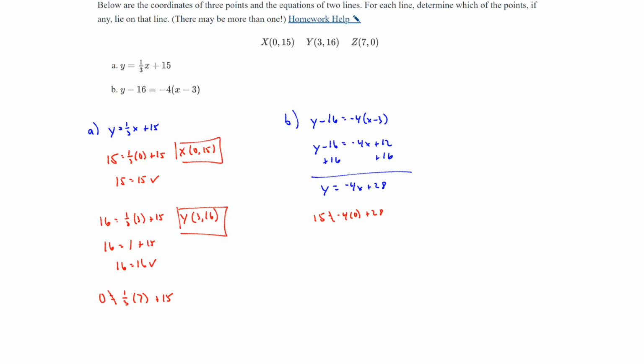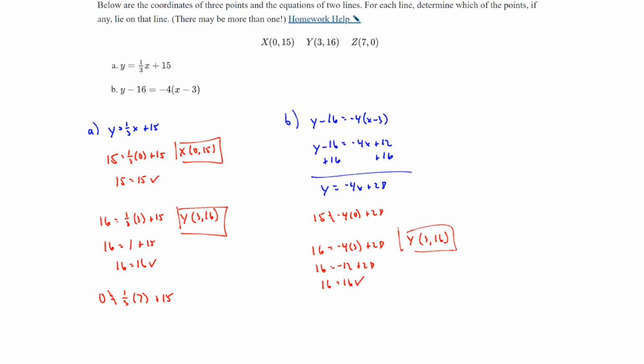Next one, 3 comma 16. So 16 equals negative 4 times 3 plus 28. So negative 12 plus 28 is equal to 16. So the point y at 3 comma 16 works.